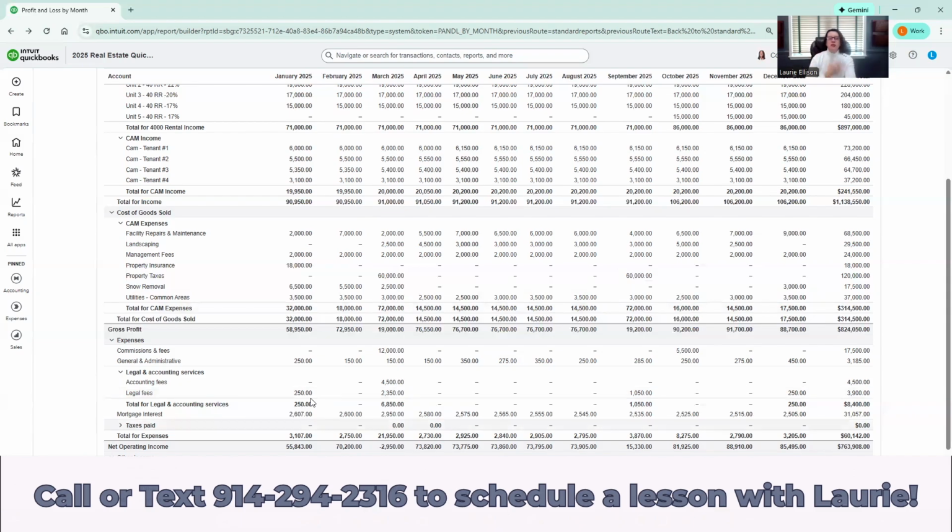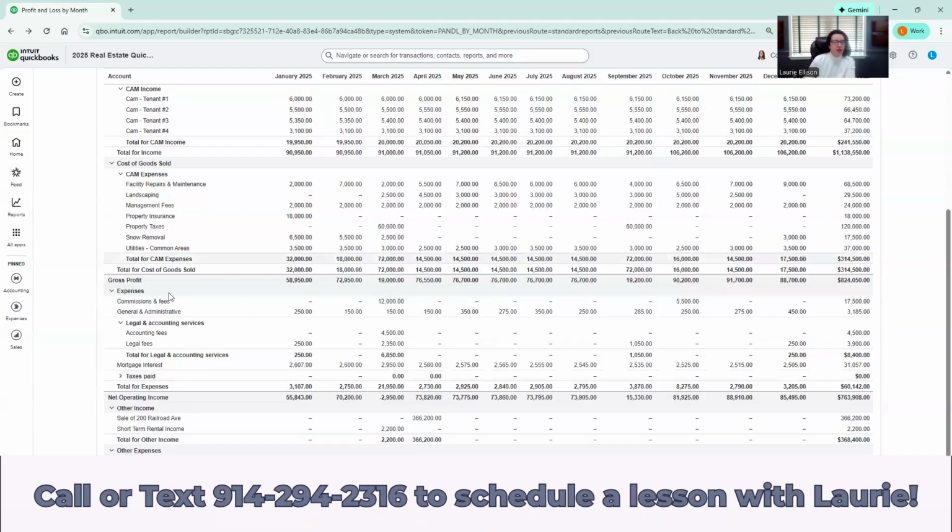Okay, so let's keep going down to some other things we should look at. Now we have expenses, right? So now this is where we're putting just the overhead costs. And what do we have in here? And I have a couple of things I want to mention because I say this over and over again.